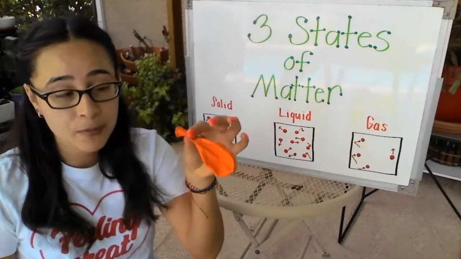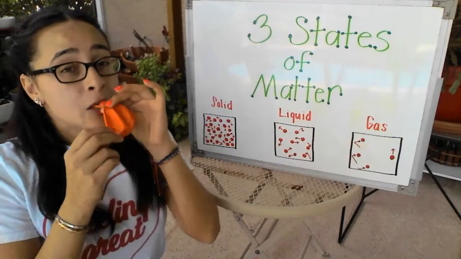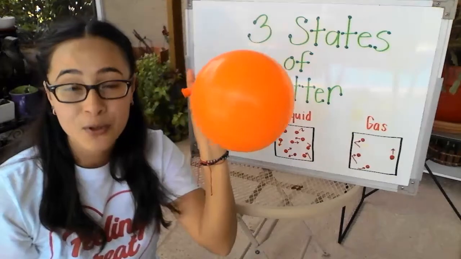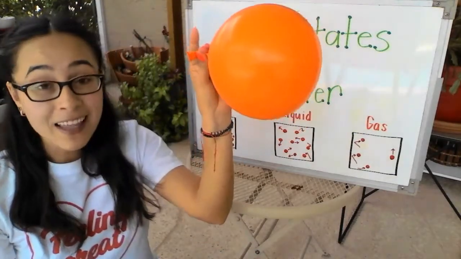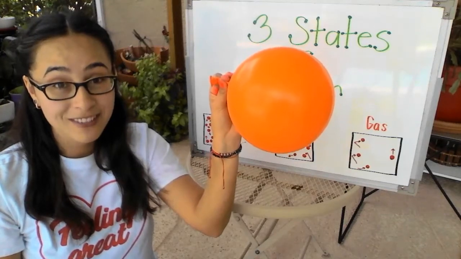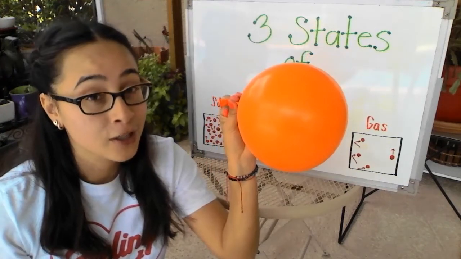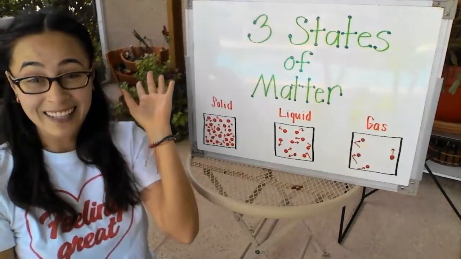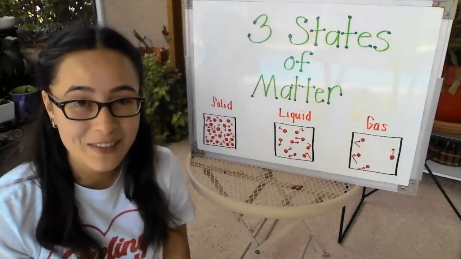So I'm going to blow up this balloon. Now, this balloon is filled with gas. If I let it go, all the gas is going to come out. Do you want me to let the balloon go? Are you sure? All right. Hopefully I don't get hurt. So those are the three states of matter.